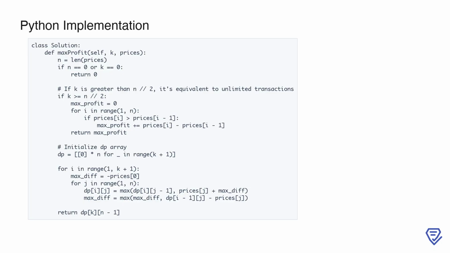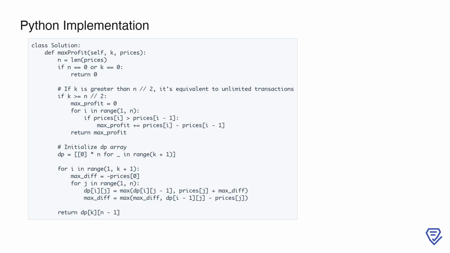Next, it checks if k is greater than or equal to half the number of days, n/2. If true, this means we can perform an unlimited number of transactions. In this scenario, it calculates the maximum profit by summing up all positive price differences, prices[i] - prices[i-1], for prices[i] > prices[i-1]. This greedy approach is optimal for unlimited transactions.